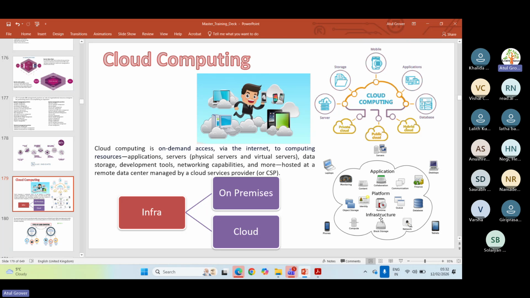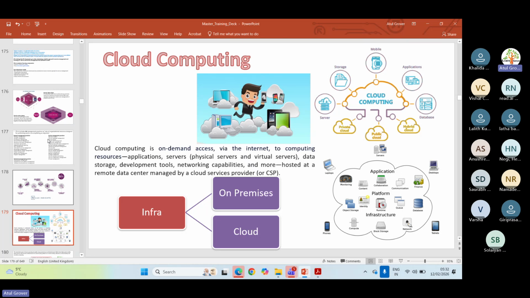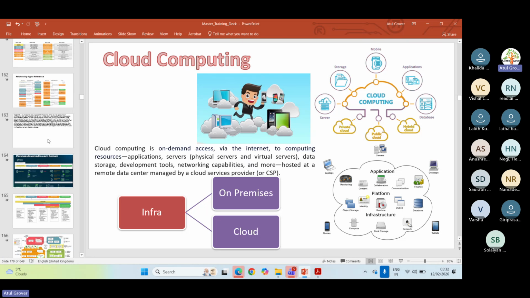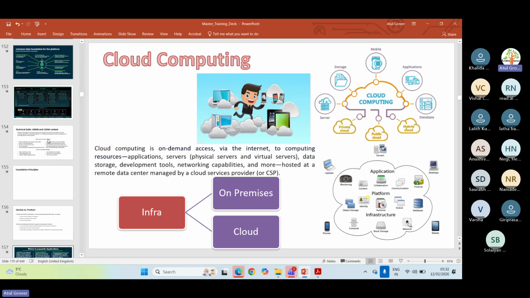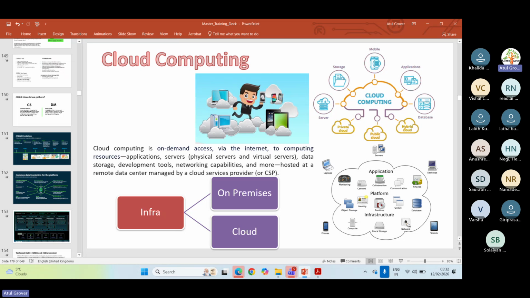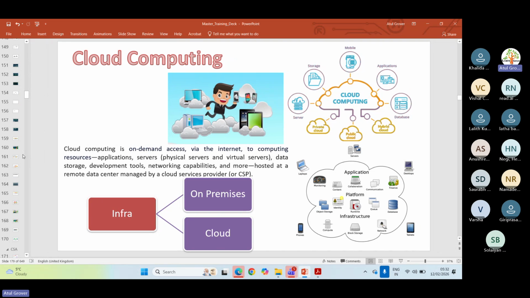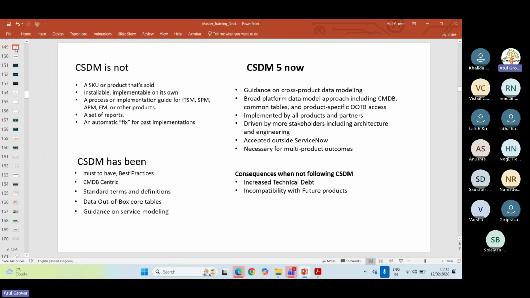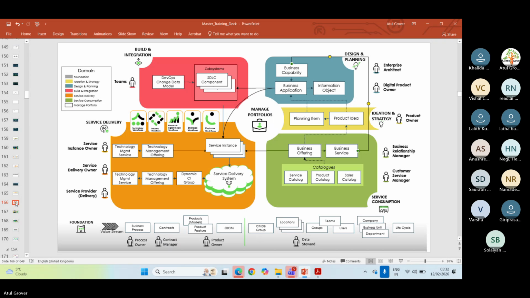Because I know before CSDM came into the picture, CMDB was the key maker in ServiceNow. But when CSDM came into the picture, CMDB moved a little bit further away. If I show you this image, here the CMDB exists now. This is 5.0. If I show you the 4.0, you will understand more.